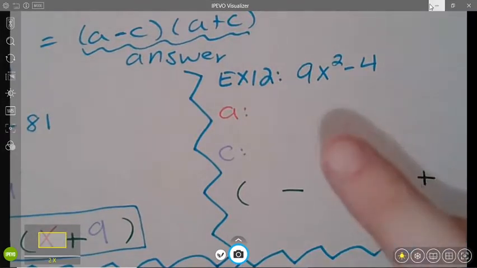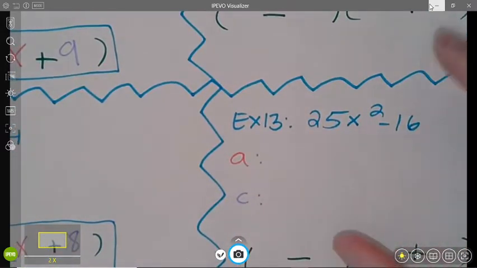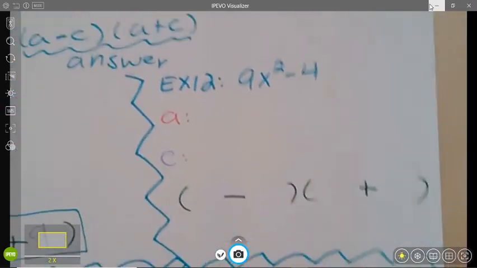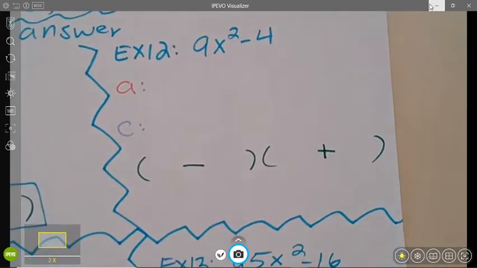Okay, everyone, example 12 and example 13 are pretty much the same thing, so if you're understanding what's going on and you'd like to try example 12 and 13 on your own, I think that would be a splendid idea. Otherwise, you can just follow along and we can do this together.